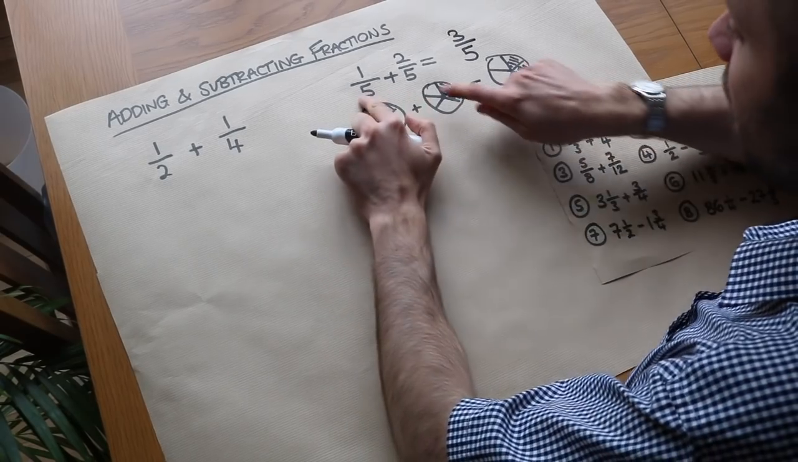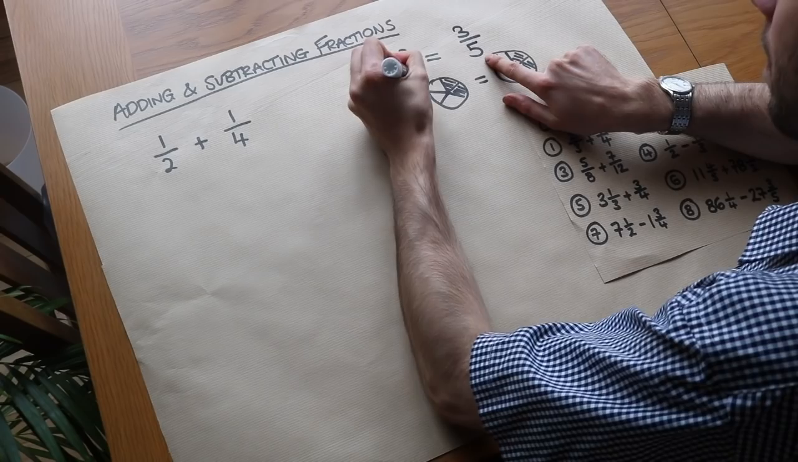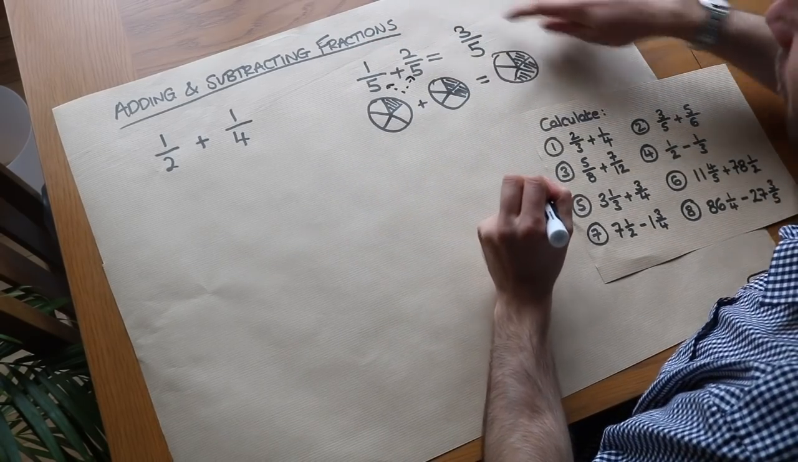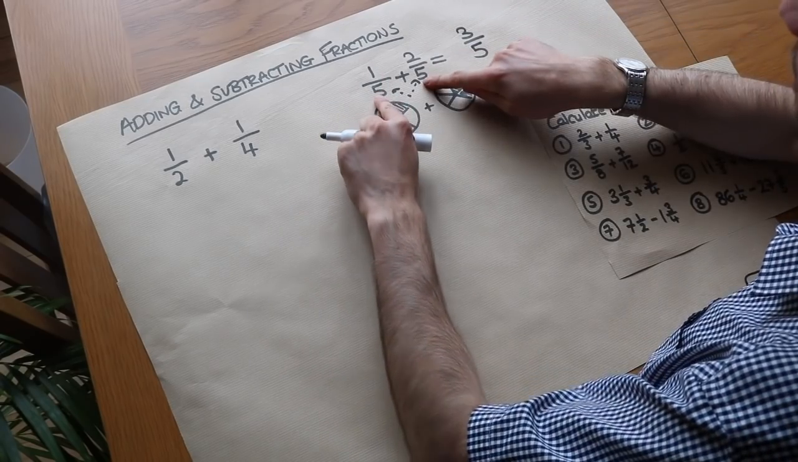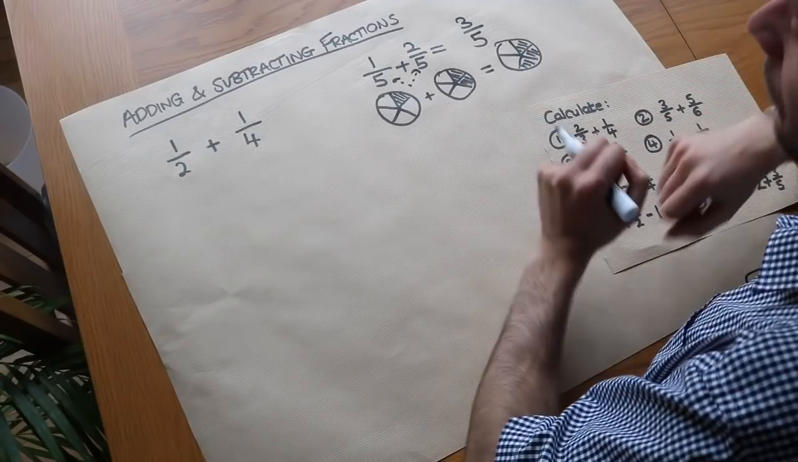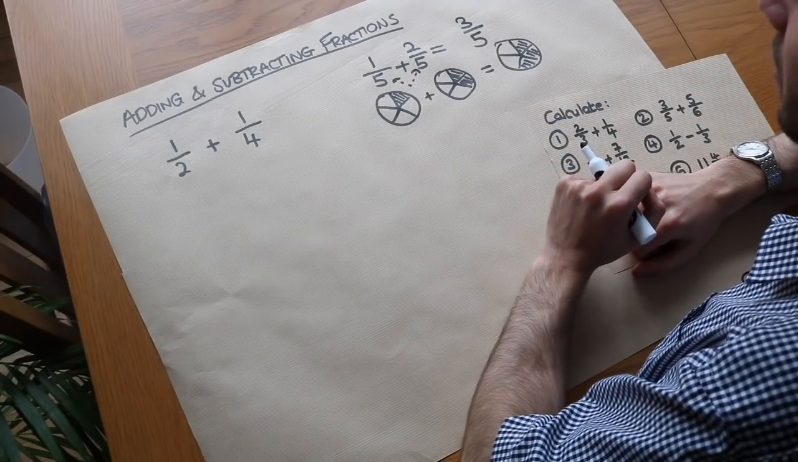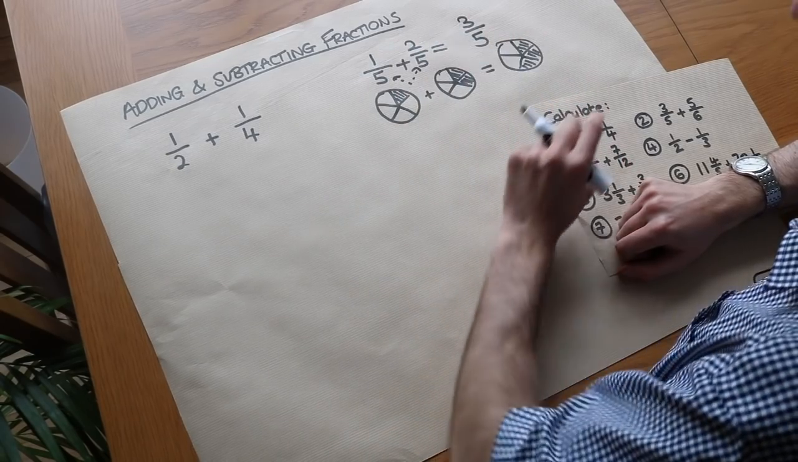So you can see that if the denominators are the same, then you can just add the numerators. And it would be wrong, by the way, to add the denominators as well. You can't just do 1 plus 2 is 3 and 5 plus 5 is 10. You'd have 3/10 and that wouldn't be the right answer. You have to have the same denominator in order to be able to add the numerators like that.